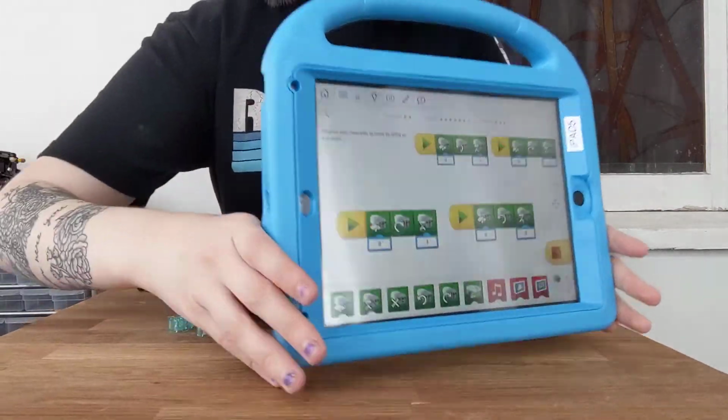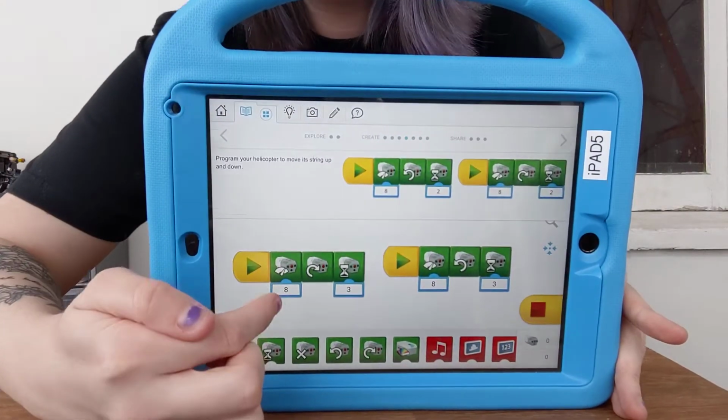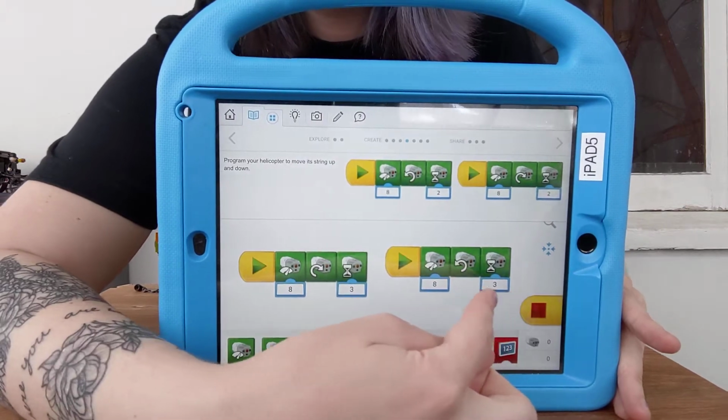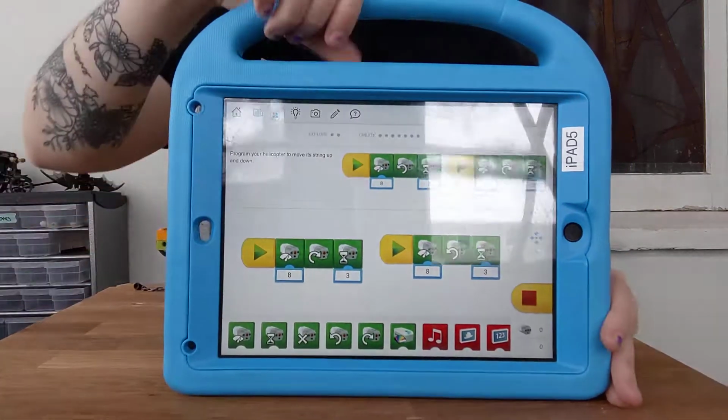So let's take a look at the coding. It's pretty simple. This just controls the speed. We have the direction and how long it's going. And it's the same exact thing here, except the motor is turning in the opposite direction.